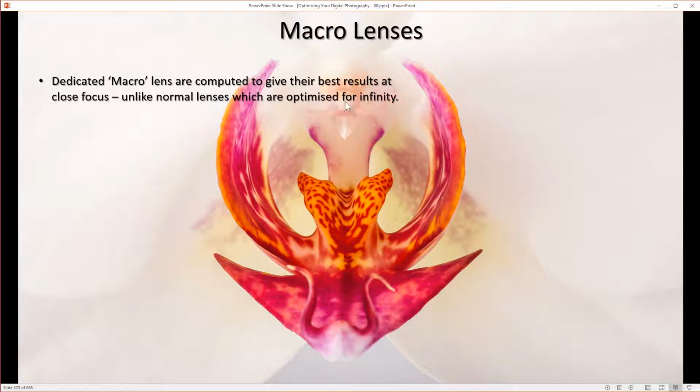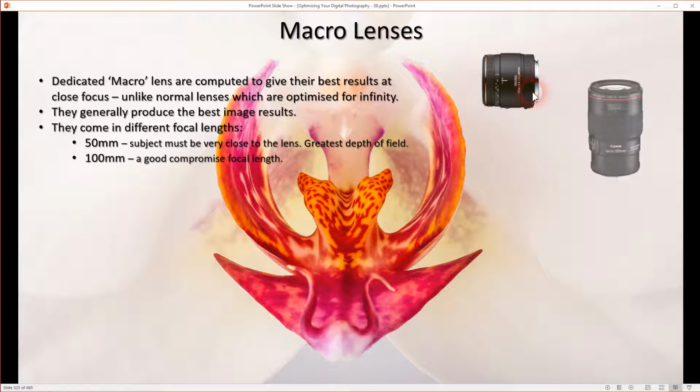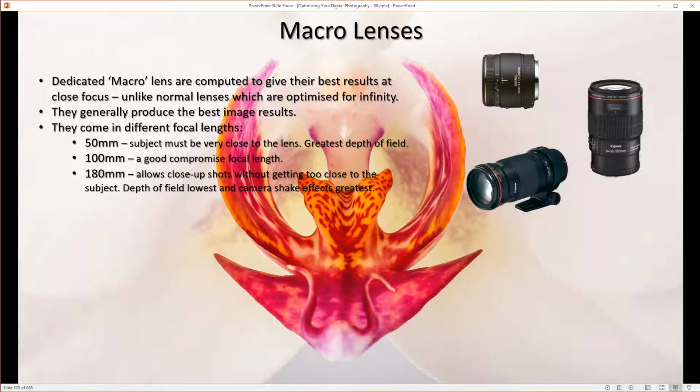Macro lenses. These are dedicated lenses computed to give their best results at close focus, unlike normal lenses, which are generally optimized for around infinity. They generally produce the best results. They come in different focal lengths. With a 50mm, you must get quite close to the subject in order to magnify, but you do get the greatest depth of field from a typical aperture. A 100mm will give you the same sort of magnification, but you need to be further away from the subject, and of course the depth of field will diminish because it's a telephoto at any particular aperture setting.